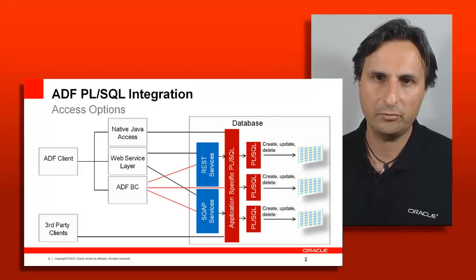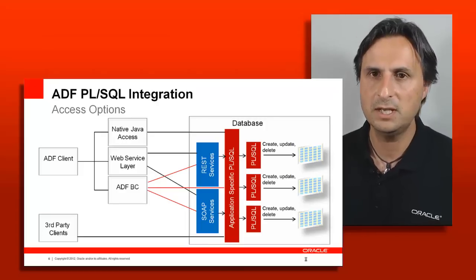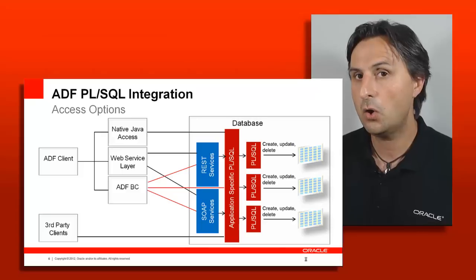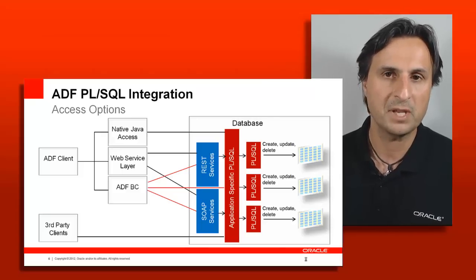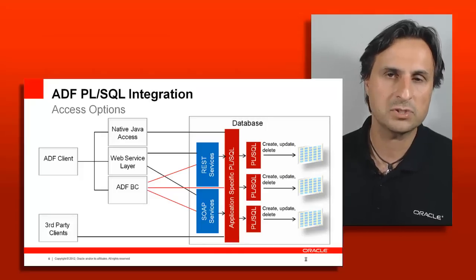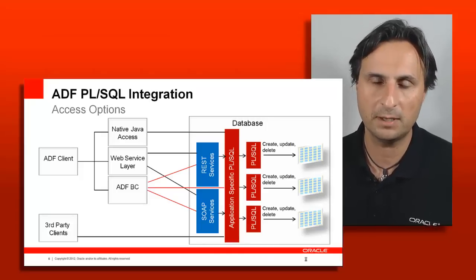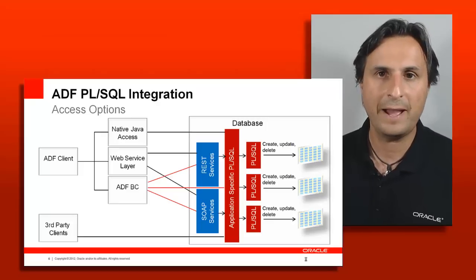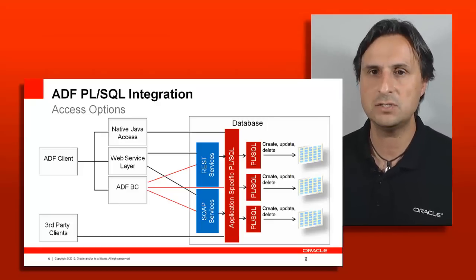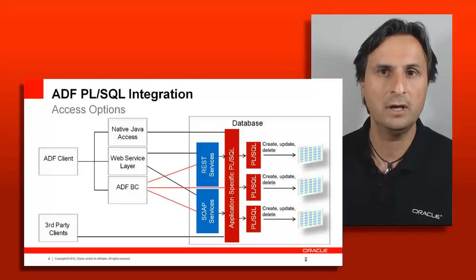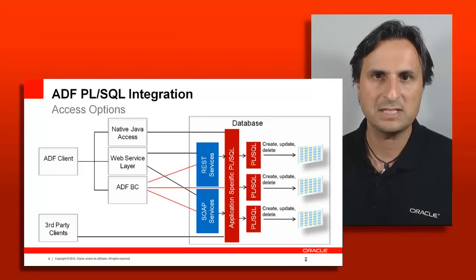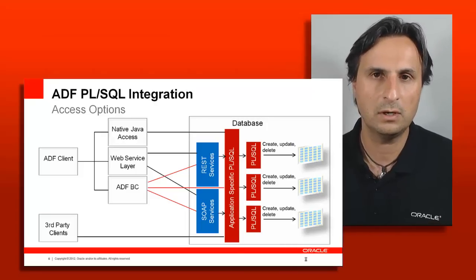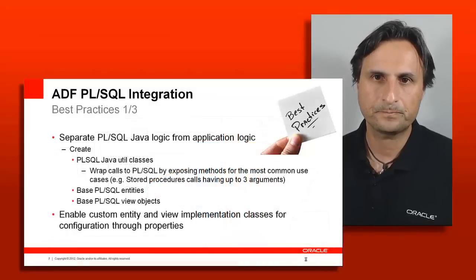Now for Oracle ADF, we do have a bunch of options to do that. From the application layer, we can either go with a native Java access, or we can use a web service access, be it a SOAP access or a REST access. And then of course, and that's partly part of the native access, from ADF Business Components we can have entity objects and view objects that use Java to read and to write to stored procedures. So that's the architecture. And now we get to our best practices.